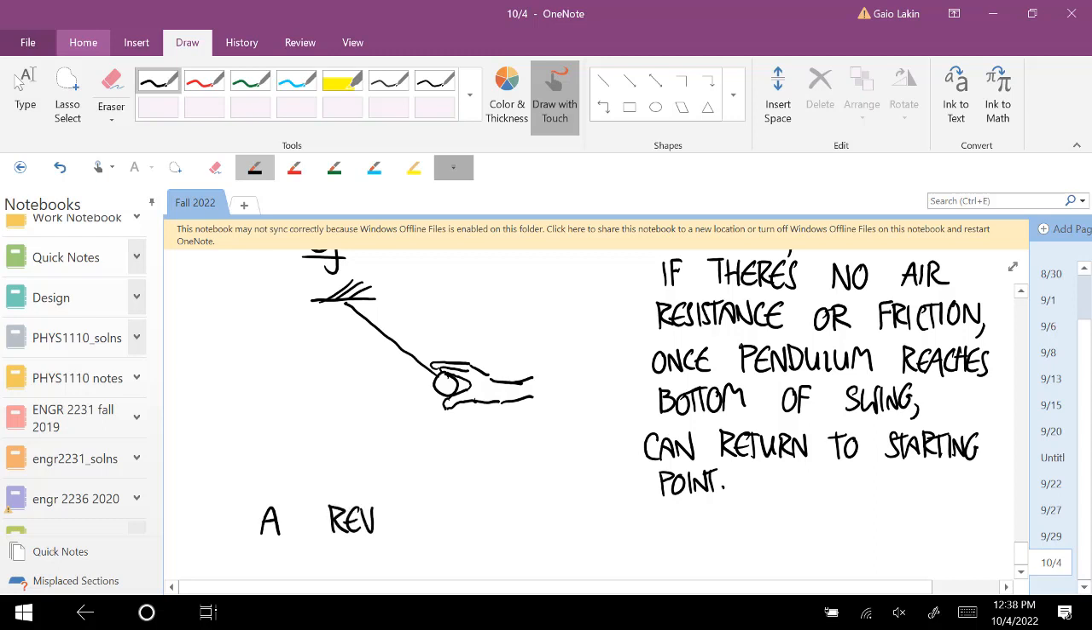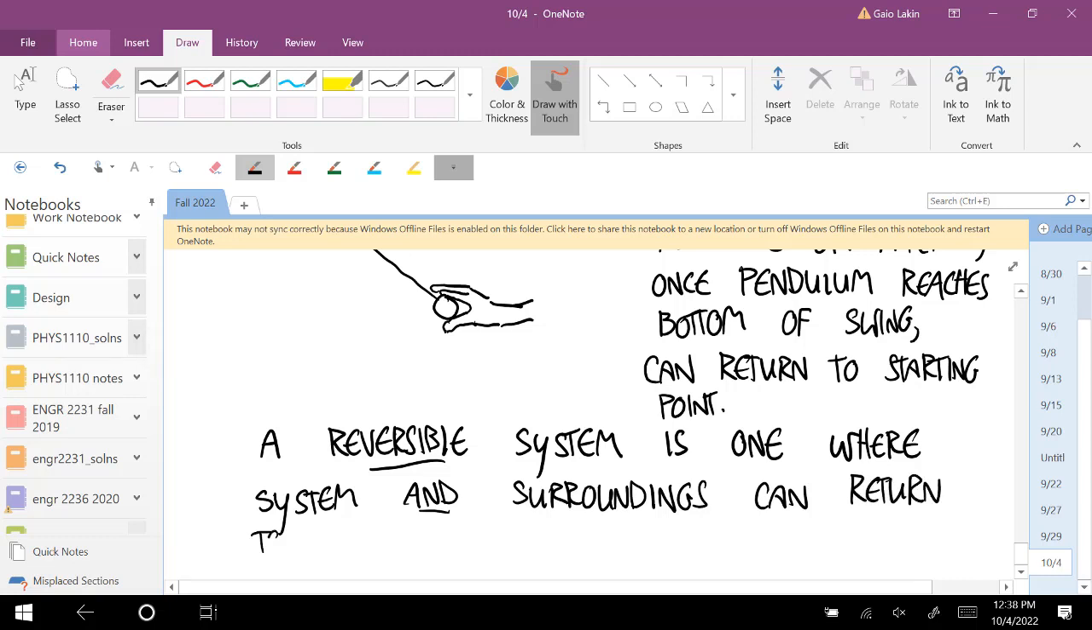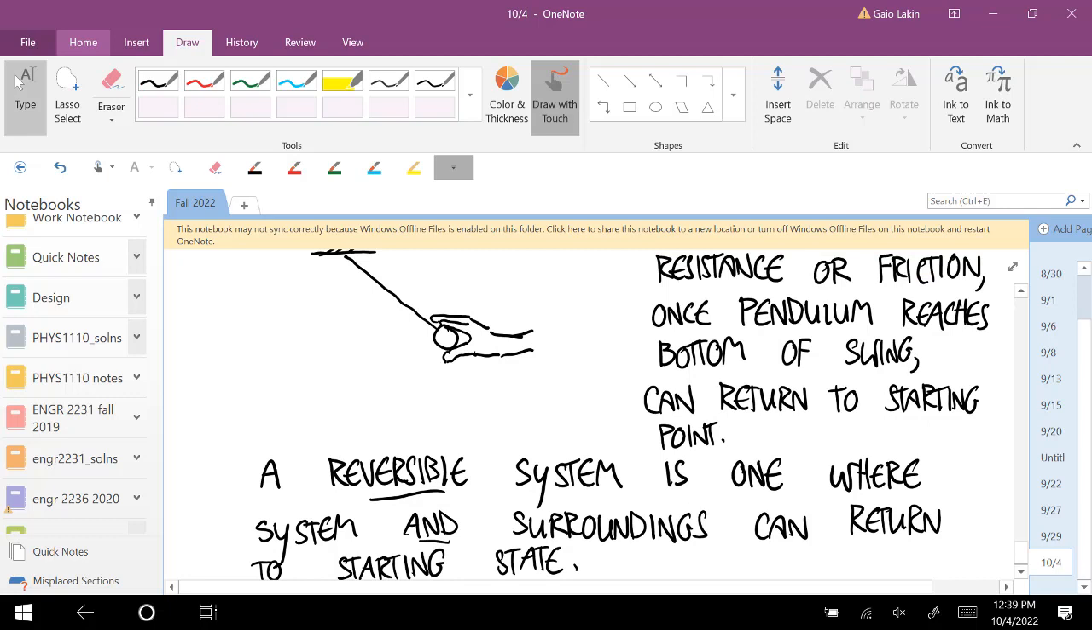So a reversible system is one where the system and surroundings can return to their starting state. So if you don't have any friction or anything, this pendulum, that's a reversible system. If you have friction, then it's not a reversible system. You lose energy. You can do work to bring the pendulum back up, but that's changing the surroundings.